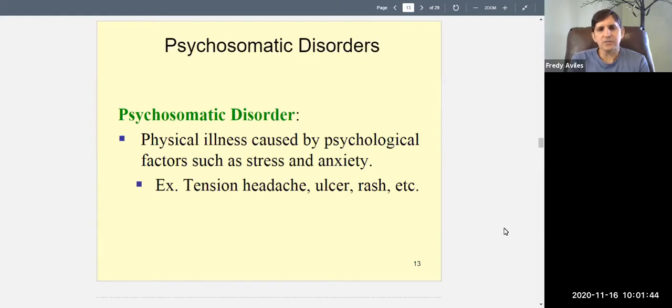What happens is stress over time or severe stress can weaken your immune system. And when your immune system's weakened, you can develop all sorts of illnesses. You can develop cancer, high blood pressure, a rash, all sorts of things. Turns out that our mind can make us sick. That's a psychosomatic disorder. When something like stress and anxiety, and usually that's what it is, causes physical problems, physical illnesses.